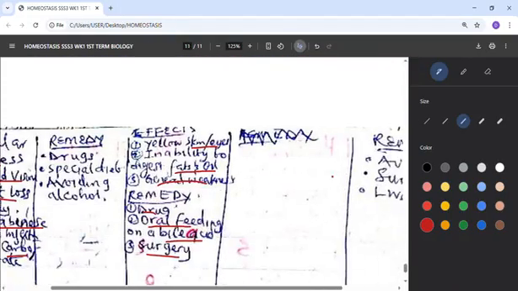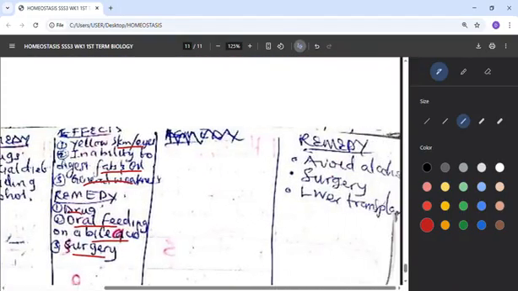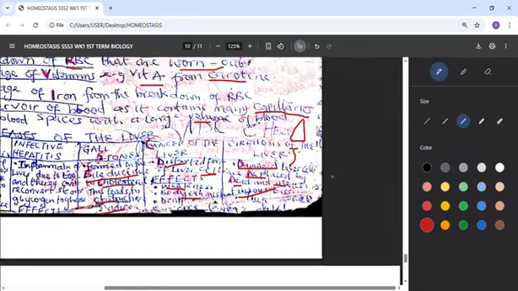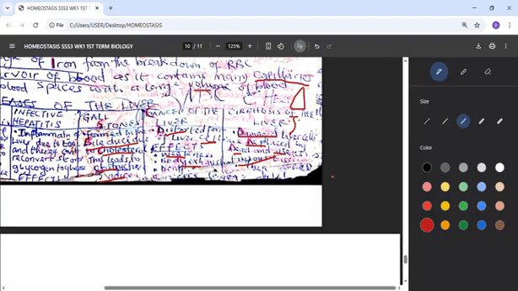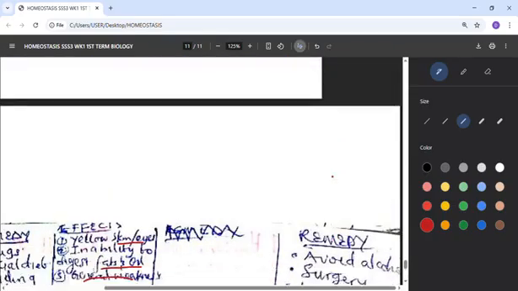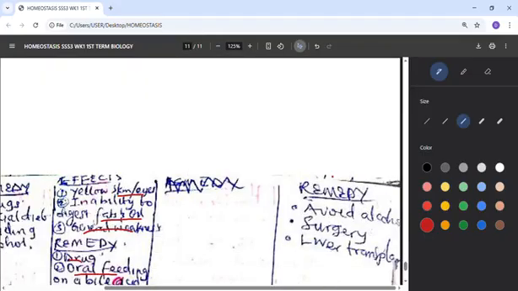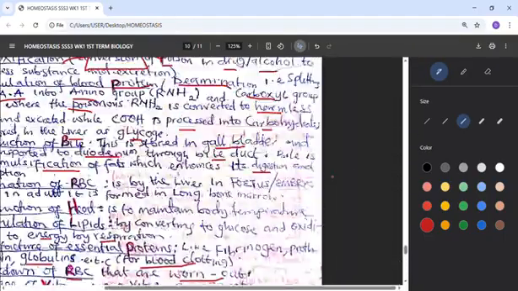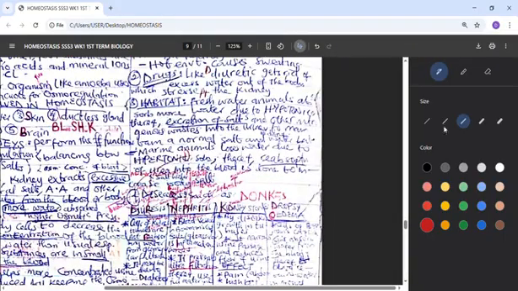Then what will now be the remedy? The person should avoid alcohol, because it was the alcohol that brought those useless fibrous tissues that caused the dead liver. So they can do surgery for the person, or you should change the person's liver. So we call it liver transplant. So here we round up the topic homeostasis. Thanks for listening.